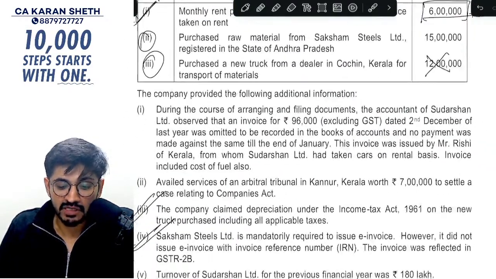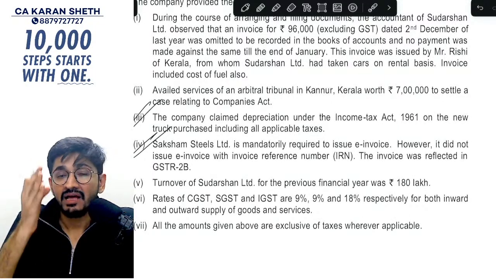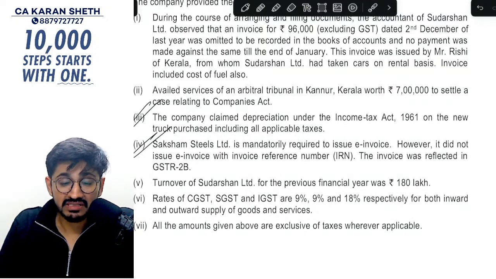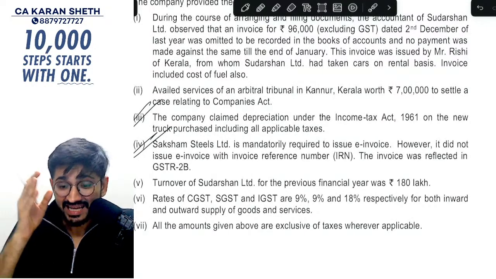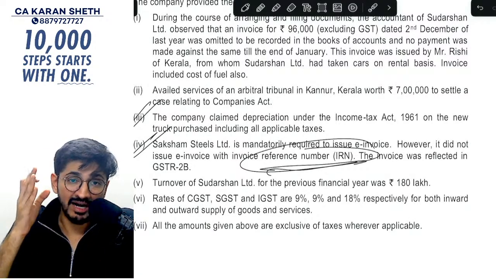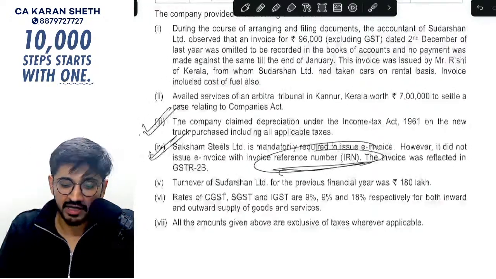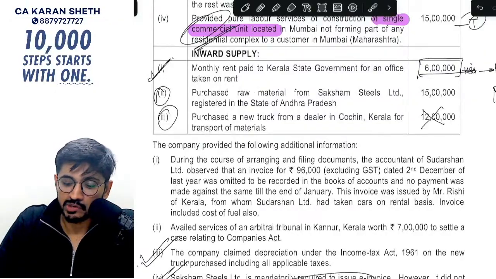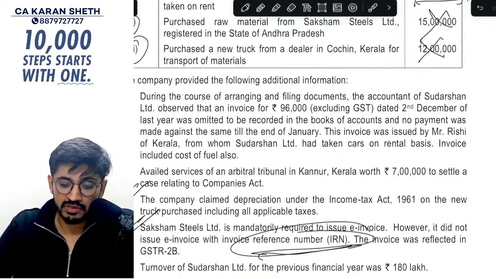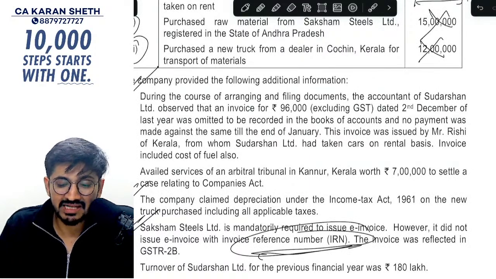Purchase of raw material from Saksham. In this case, understand that Saksham had issued an e-invoice, but that e-invoice did not have an IRN, and if you do not have an IRN, you do not have a valid document, which is why there is no ITC there. Are you getting it, my dear friends? Yes, and which is why there is no ITC even here. Perfect.